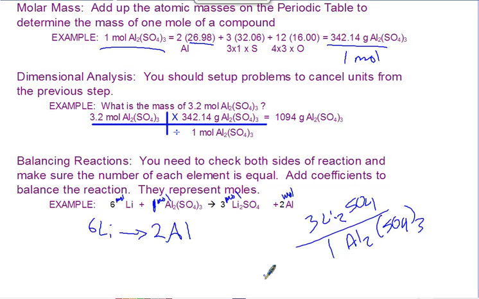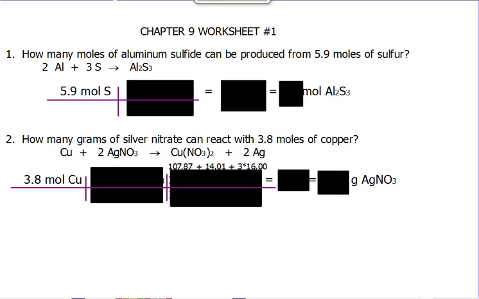So that was the big new deal we learned in this chapter, is that we could write 6 moles of lithium for every 2 moles of aluminum. We could pull ratios right off a reaction. You put that together with finding moles from the periodic table, and we've got stoichiometry. So, is this question 1?